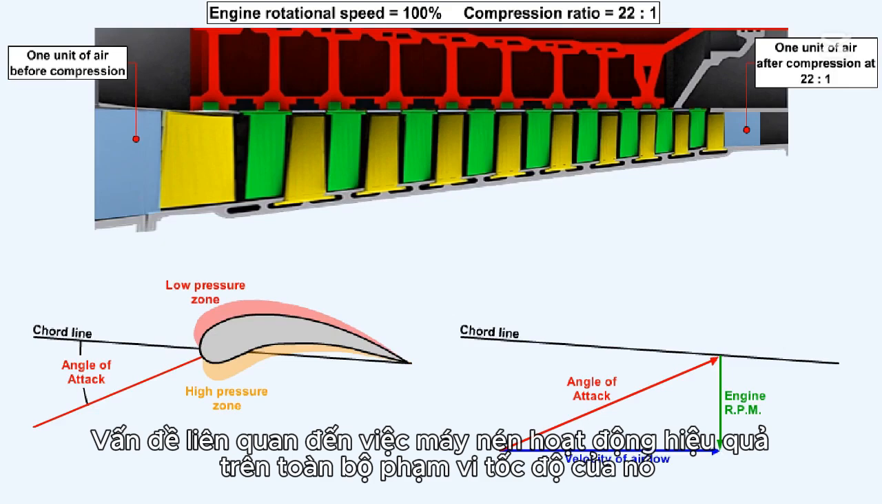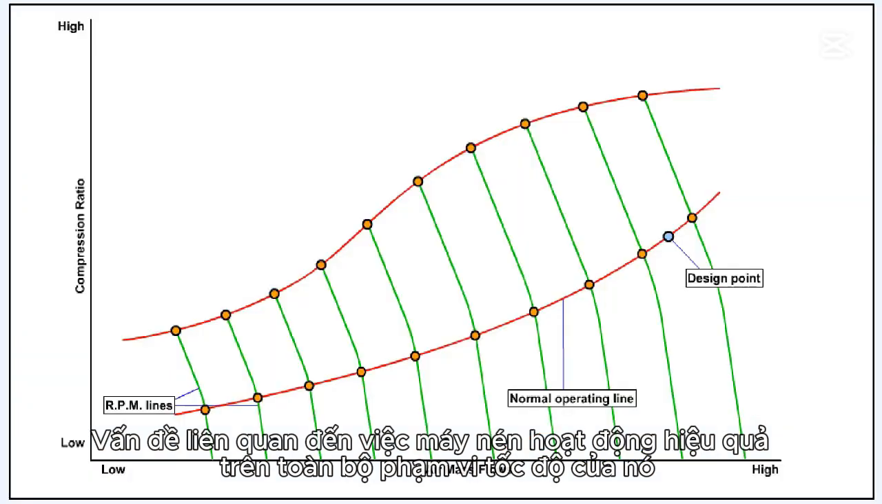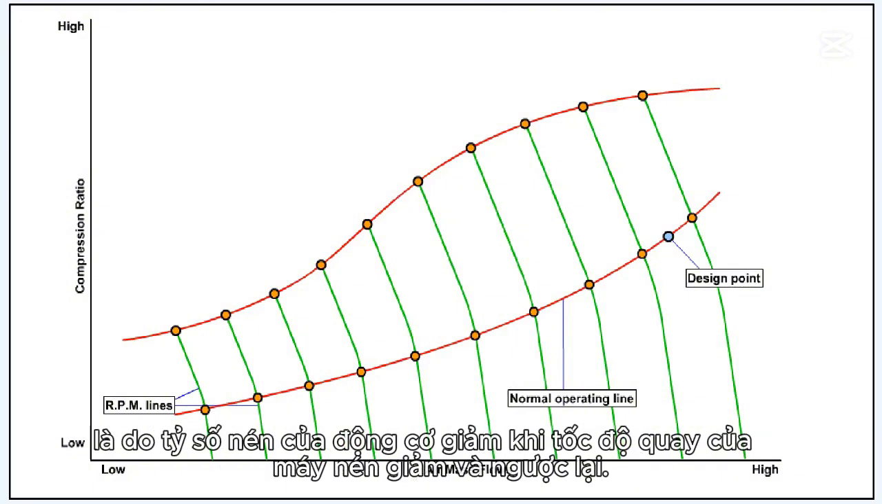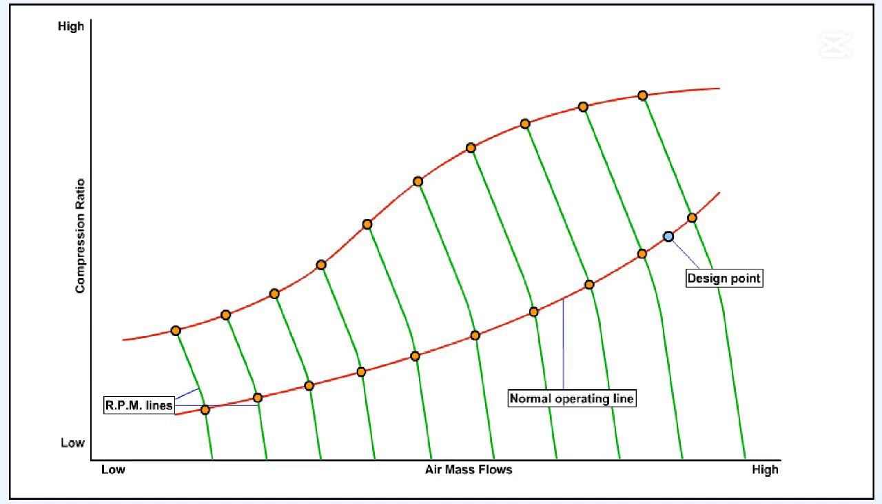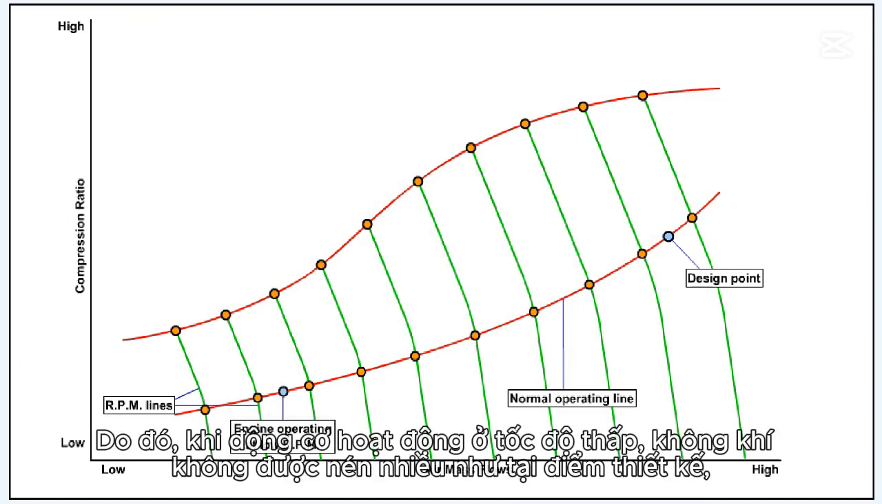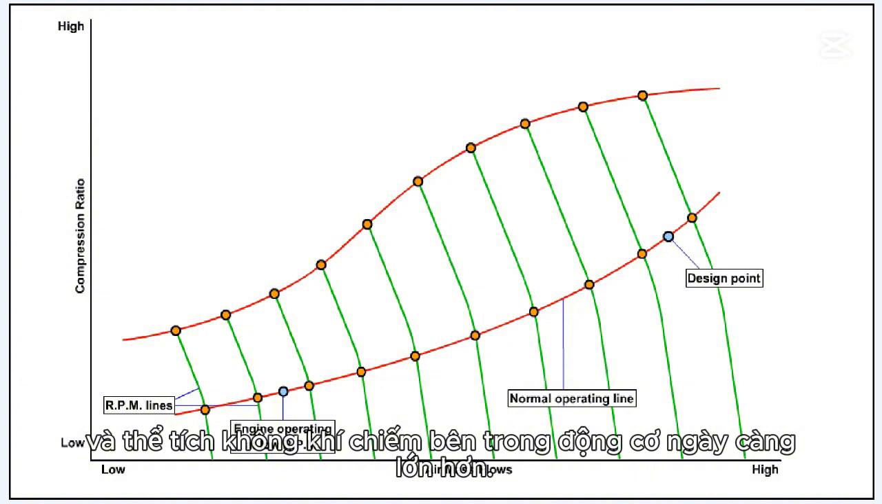The problem which is associated with the compressor operating efficiently over its complete speed range is caused by the fact that the compression ratio of the engine falls as the speed of rotation of the compressor falls, and vice versa. Therefore, when the engine is operating at low rotational speeds, the air is not being compressed so much as at the design point, and the volume which it occupies inside the engine becomes greater and greater.